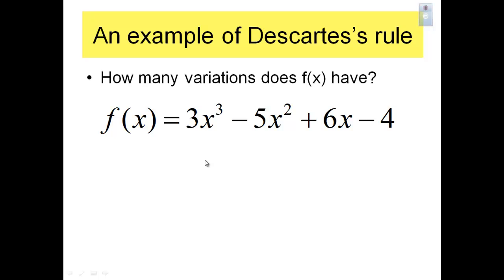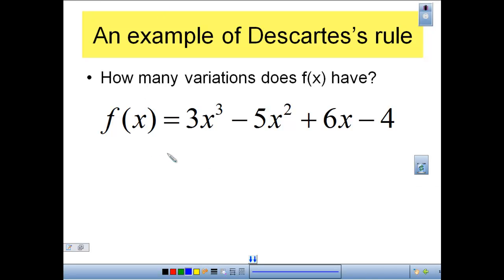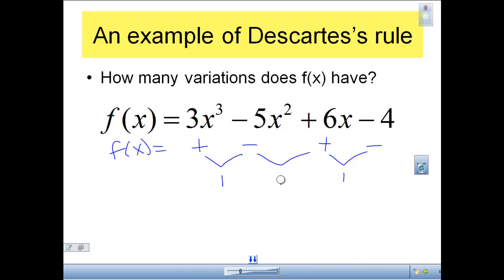So here's our function. f of x equals 3x to the third minus 5x squared plus 6x minus 4. When I look at the signs of the terms, I've got a positive, a negative, a positive, a negative. What we want to look at in terms of our function f of x is how many variations of sign we have. How often does it change from positive to negative or negative to positive? Well, here's one variation, from positive to negative. Here's another one, negative to positive. Here's another one, from positive to negative. So we have a total of 3 variations.